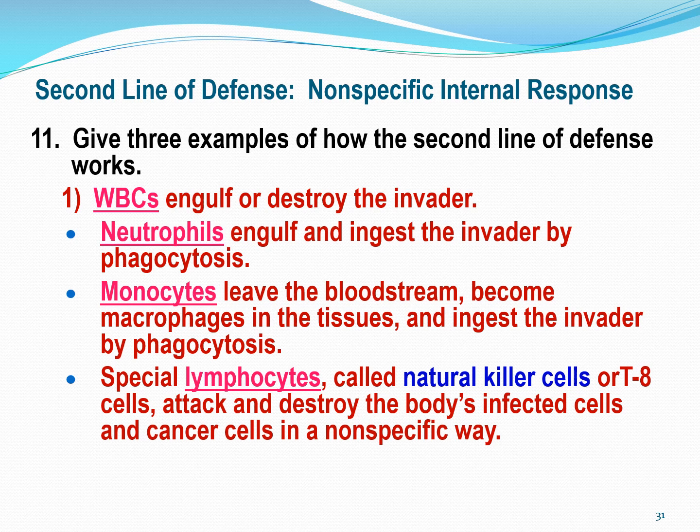So y'all make sure you understand what the WBCs do, how they can engulf and destroy the invaders, and there's 3 of them. There's neutrophils that engulf and ingest the invader by phagocytosis. Monocytes can actually change into macrophages. And when they change into macrophages, they're able to leave the bloodstream, and they're like a cleanup crew. They go out into the tissues and ingest the invader by phagocytosis and do away with it, right? And then we have those natural killer cells, or T8 cells, that attack and destroy the body's infected cells and cancer cells in a non-specific way. And those are the lymphocytes.